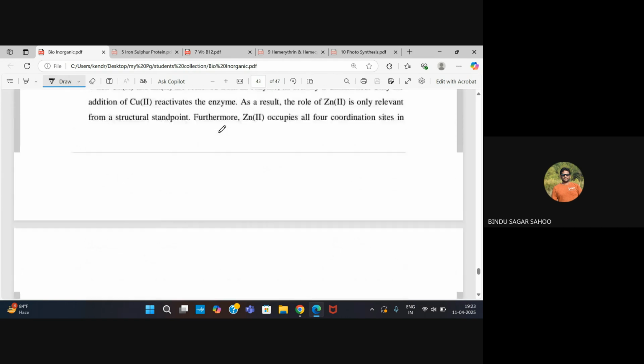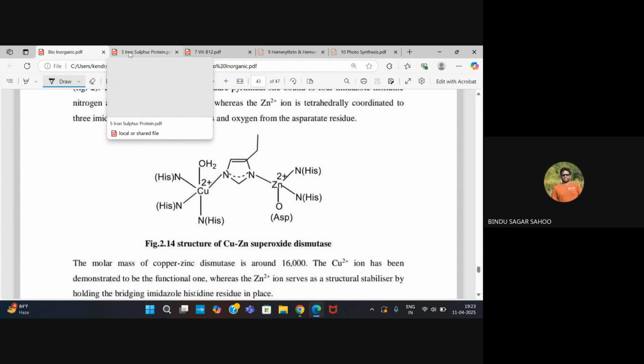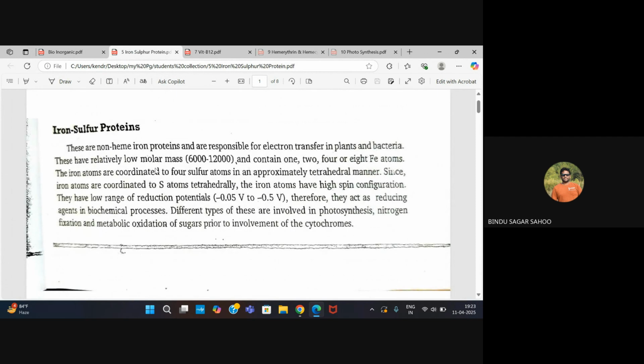Or you can see here the structure. Next, we will discuss iron sulfur proteins. Simply, we can say these are the non-heme iron proteins. That means, unlike the previous case with the porphyrin ring and iron center, in iron sulfur proteins there is no porphyrin ring present. That's why these are called non-heme iron proteins.